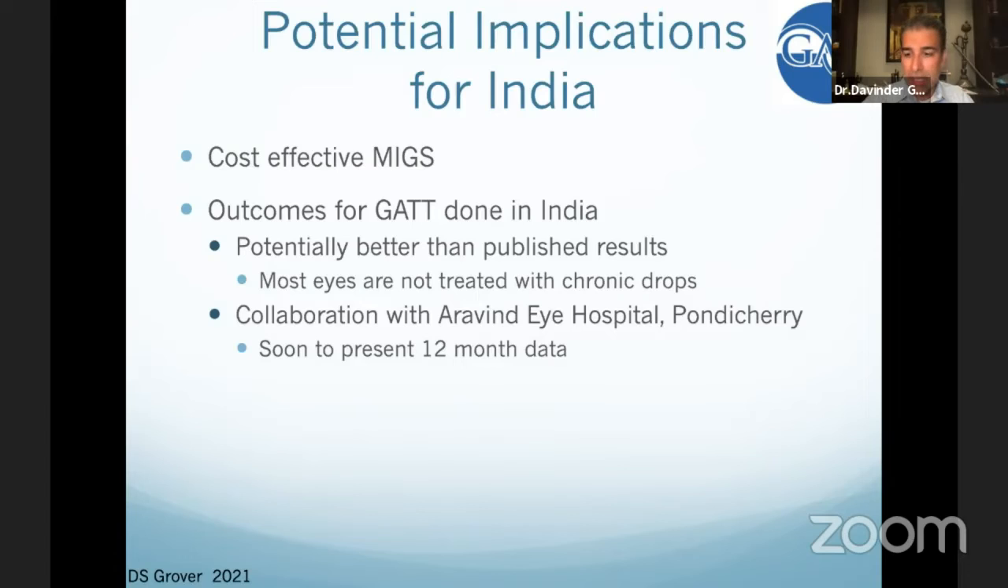I'm collaborating with my partners down at Arvind and Pondicherry, and we're hoping to be reporting on our 1-year data. Whenever I've come to India and performed GAT, I've done Indian eyes in the United States, but when I've done Indian eyes in India, I actually think they do better. And my theory is that it's because, unlike in the US, where patients have their eyes abused by drops for 20 years, 15 years, in India, usually patients, at least the ones I've seen, have not been on drops for 20 years. They usually present in a more acute or advanced stage without having their eye been treated for so long.